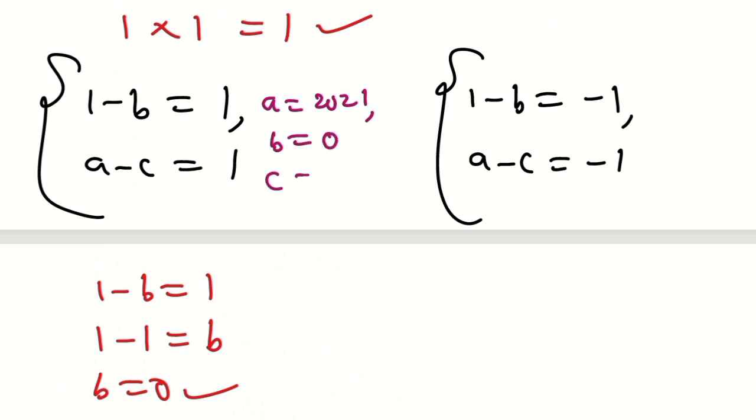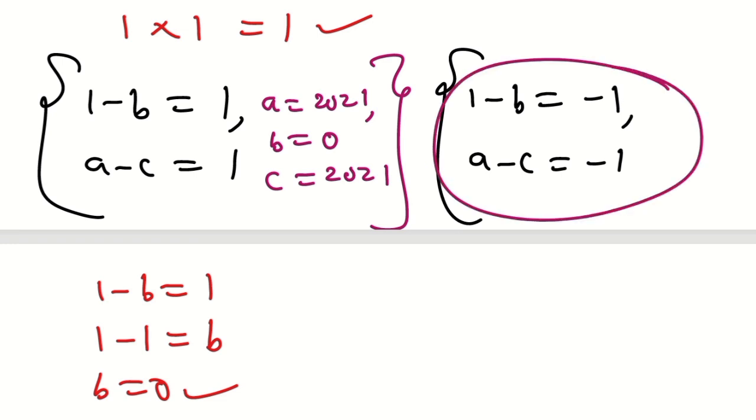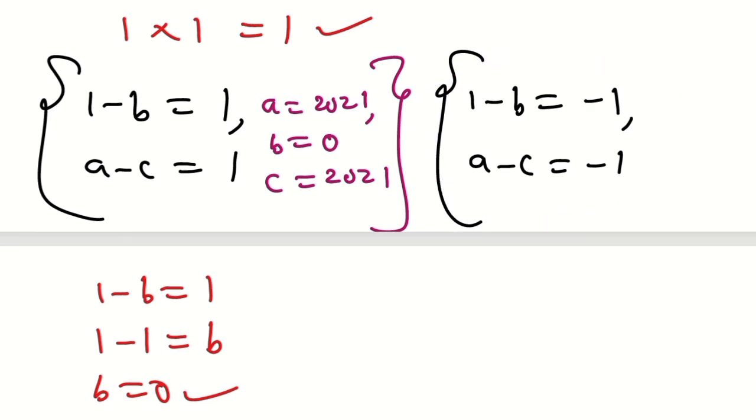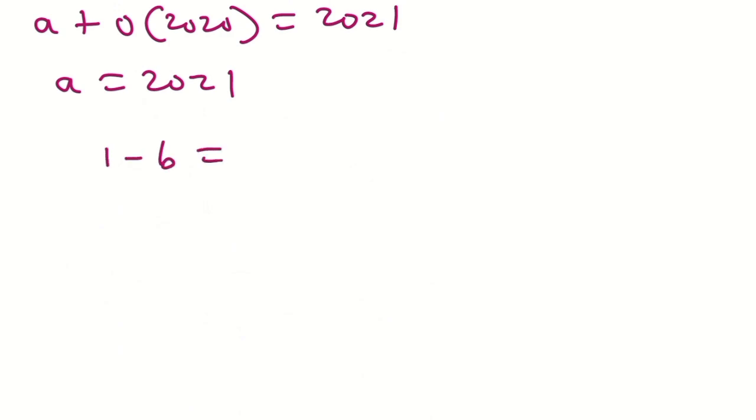And c is equal to 2020. All right, so this is the first solution set. Let's now deal with this other one. Now I'm going to write this down so that we'll be able to see everything clearly. 1 minus b is equal to negative 1, and a minus c is equal to negative 1.